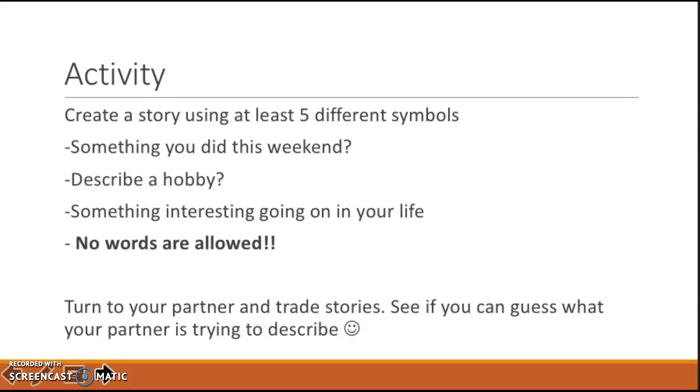And then after you are done creating your story of symbols, you can turn to a partner and trade stories. And then see if you can guess what your partner is trying to describe.